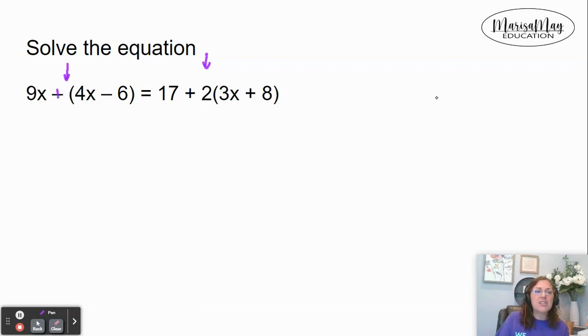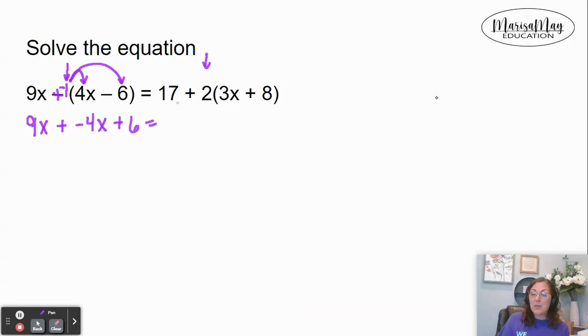So I'm going to change this subtraction to an addition, and I'll make that a -1 in front of the parentheses. That way I can distribute a -1 to each of the terms in the parentheses. Be sure and leave the 9x out in front. And -1 times 4x is -4x. And -1 times 6 gives me -6.